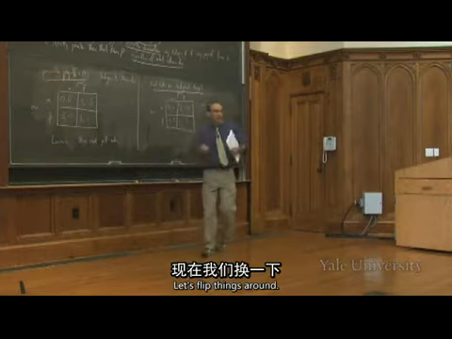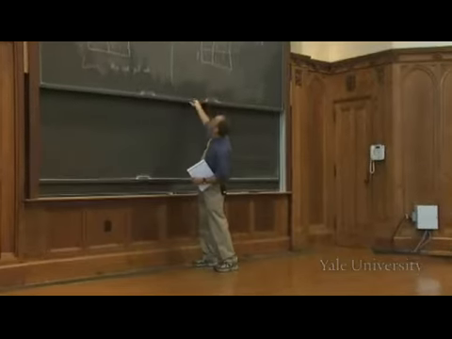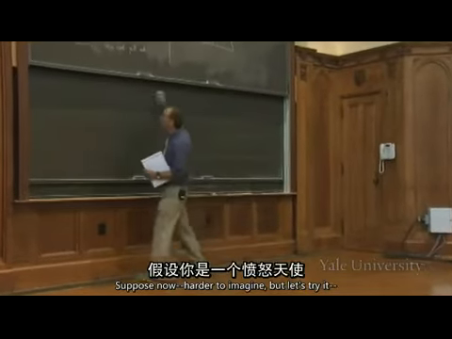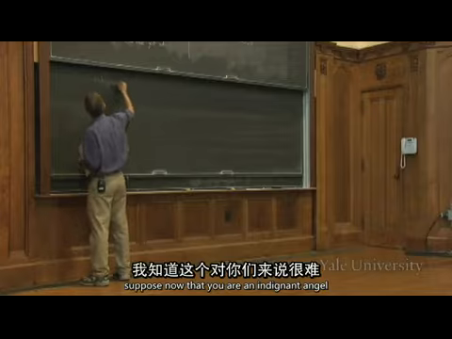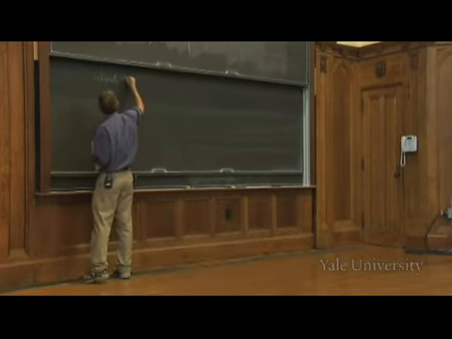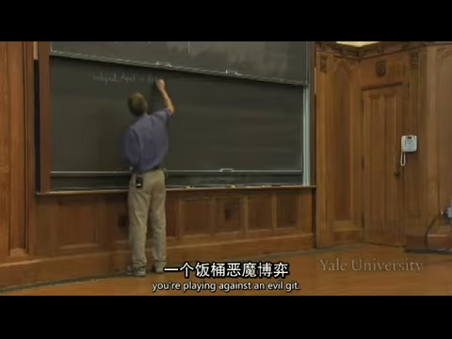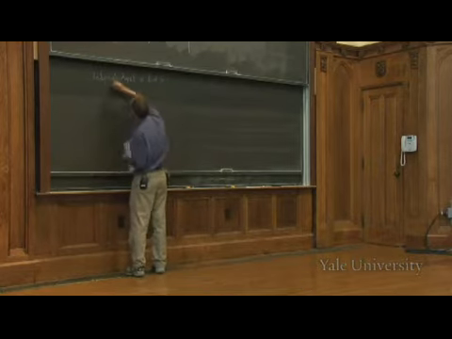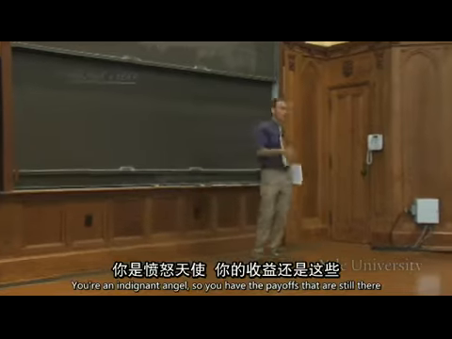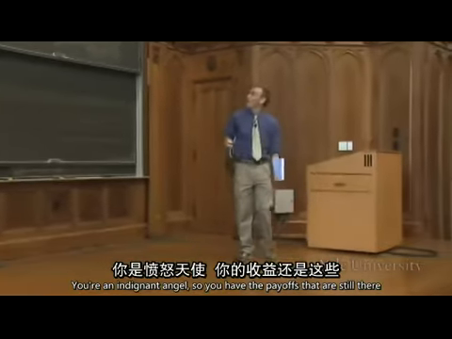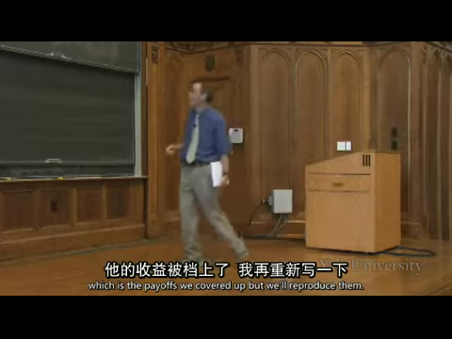All right. Let's flip things around. Suppose now, harder to imagine, but let's try it, that you are an indignant angel, and you know this, you're playing against an evil git. You're an indignant angel, so you have the payoffs that are still there, and you're playing against an evil git, which is the payoffs we covered up, but we'll reproduce them.